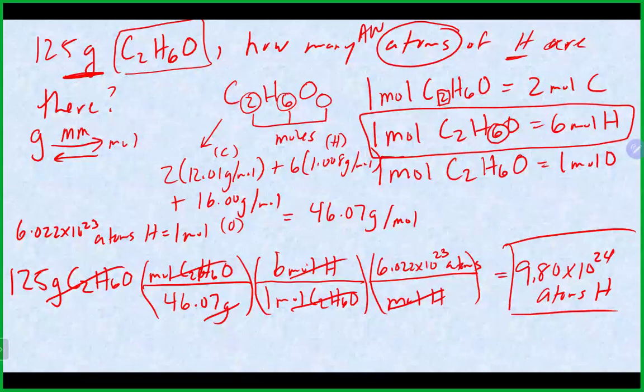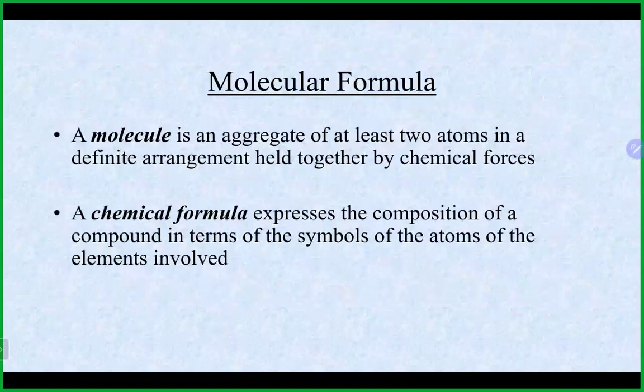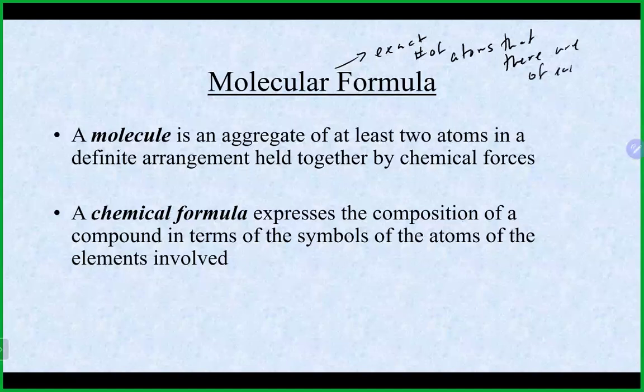Okay, then let's talk about, speaking of formulas, some important formulas. But before we do that, let's talk about percent composition of a compound. So molecular formulas are formulas that basically will tell you exactly the number of atoms there are in a particular compound. It will usually tell you the exact number of atoms that there are of each element.